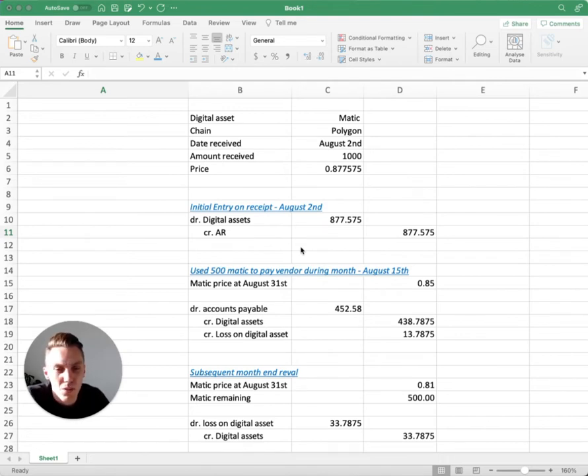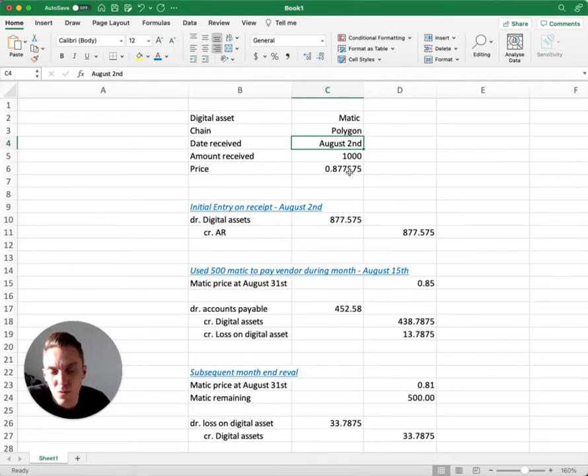I just wanted to go through because everyone has their interpretation, and if there's any other differences that someone else is doing, I'd love to see it. But in this example, we'll keep it pretty simple. Digital asset, we'll look at maybe something like Matic that has some volatility. Chain, obviously on Polygon.